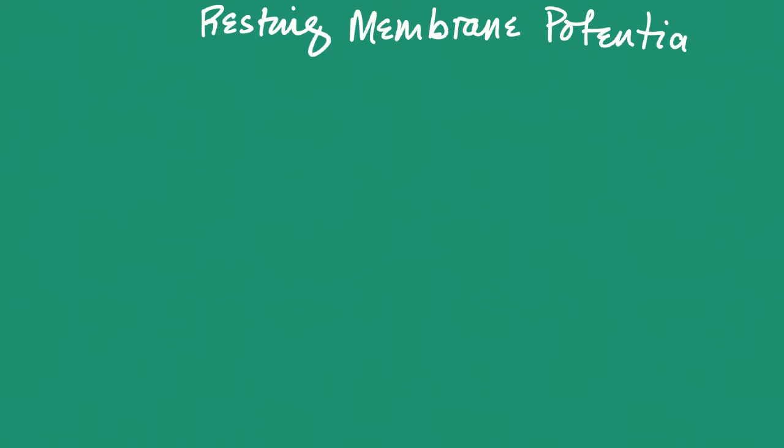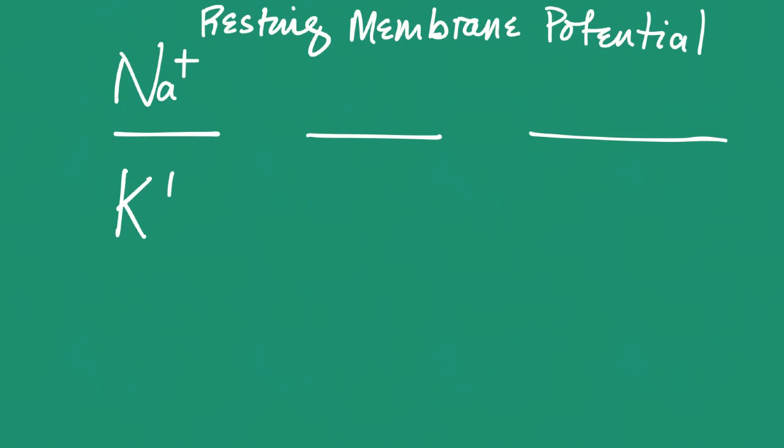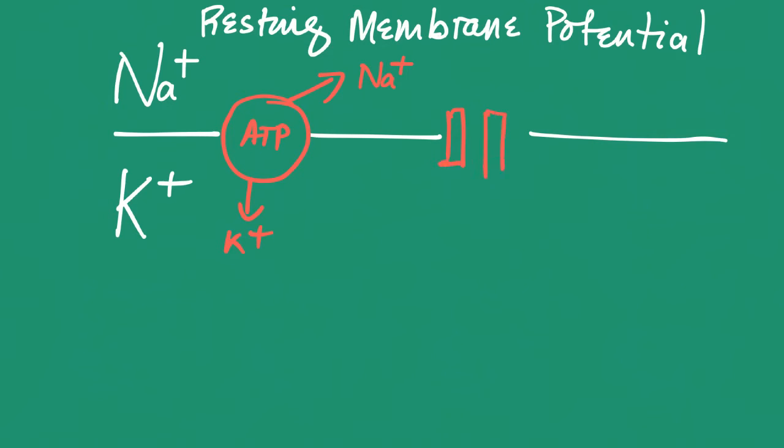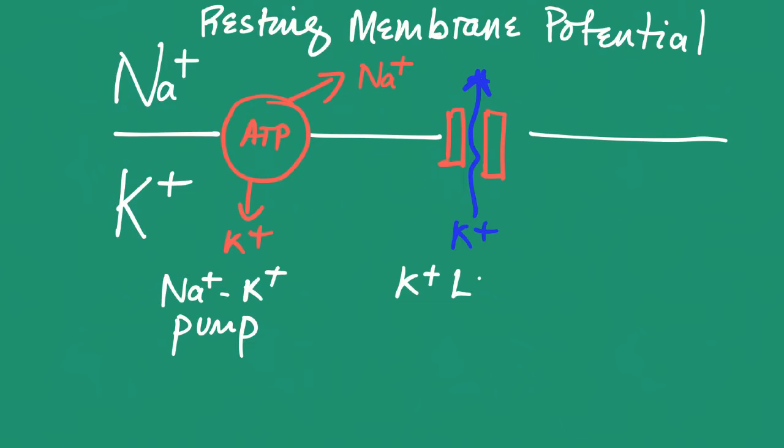So how does the axon maintain the resting membrane potential? How do you get that minus 70 millivolts? To understand this, we first must remember that there is more sodium outside the cell and more potassium inside the cell. There is a protein pump powered by ATP that pushes the sodium out and pushes the potassium in. There is a leak channel, which is just for potassium, that allows the potassium to leak out of the cell from a region of high concentration to a region of low concentration. So we have a sodium-potassium pump and a potassium leak channel.